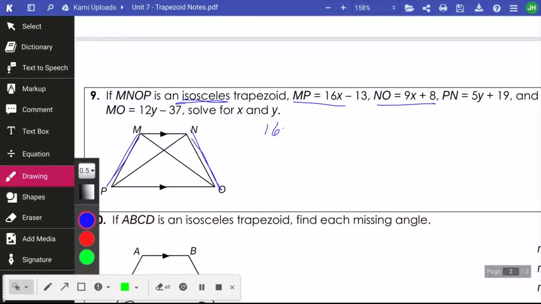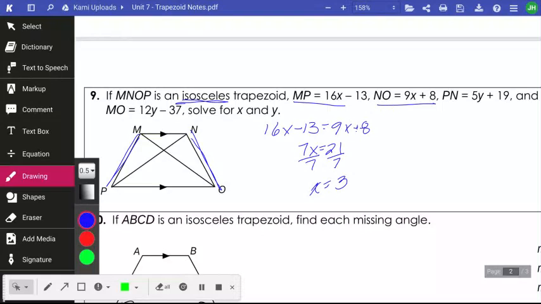So I will just set 16x minus 13 is equal to 9x plus 8. I'll minus the 9x from both sides, and I'll add the 13 to both sides so that I will have 7x is equal to 21. I'll divide both sides by 7, and I'll get x is equal to 3.